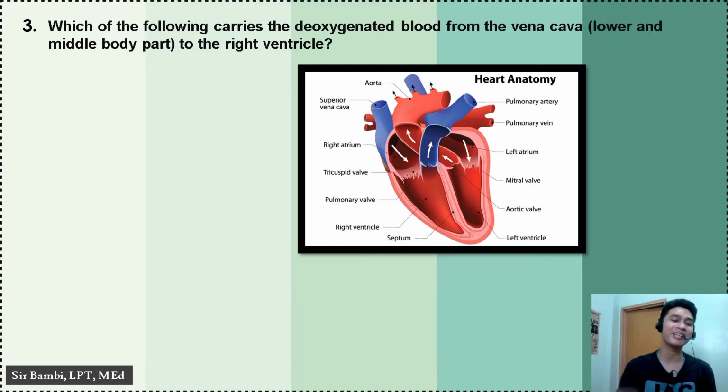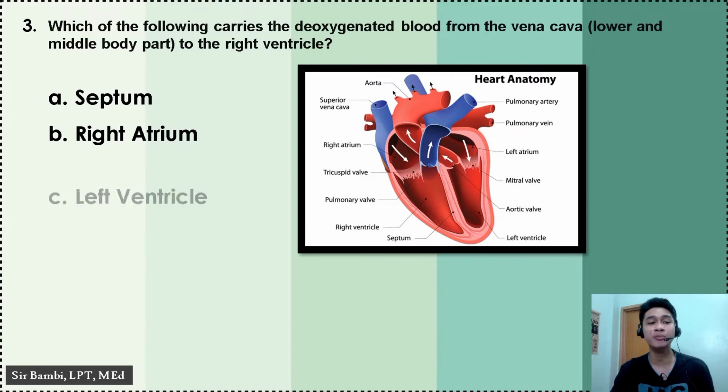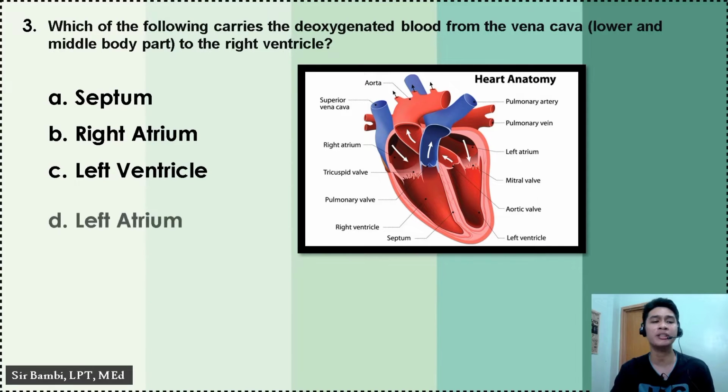Number 3. Which of the following carries the deoxygenated blood from the vena cava to the right ventricle? A. Septum. B. Right atrium. C. Left ventricle. Or D. Left atrium. And the correct answer is letter B.